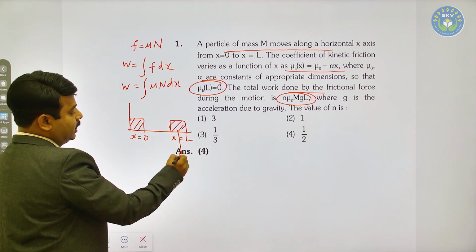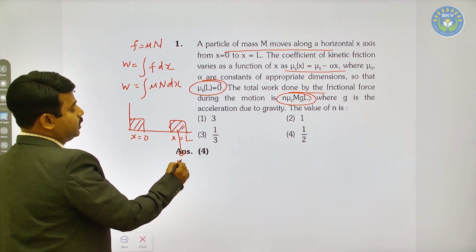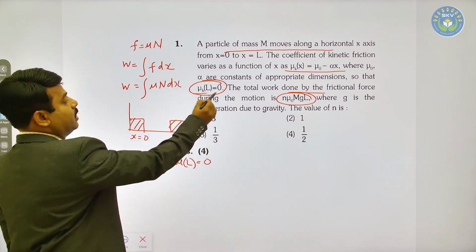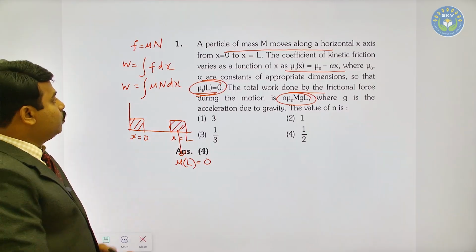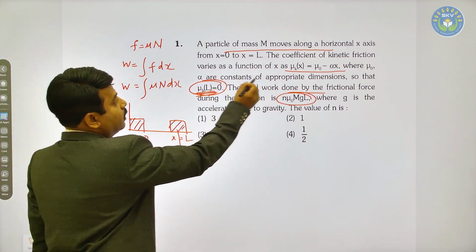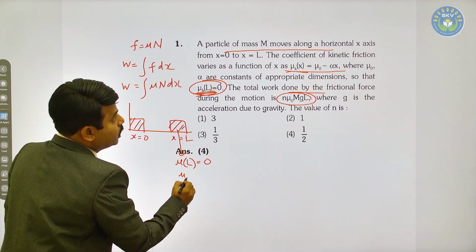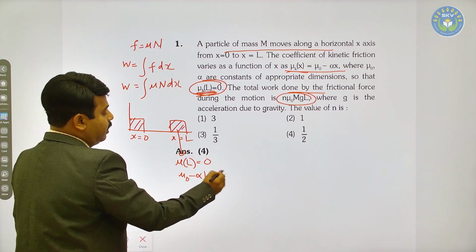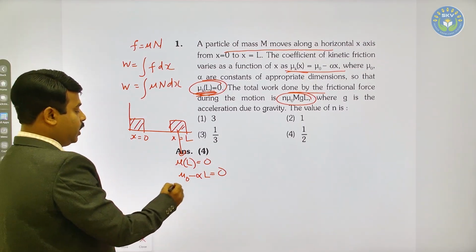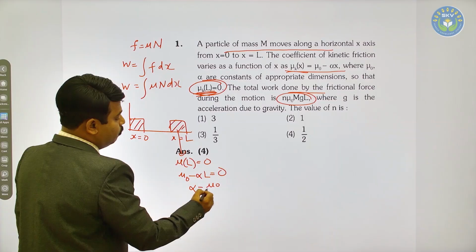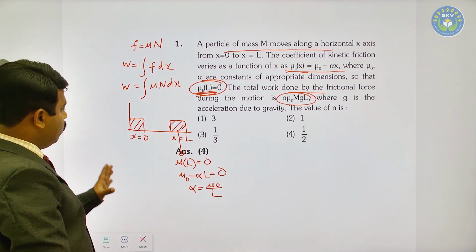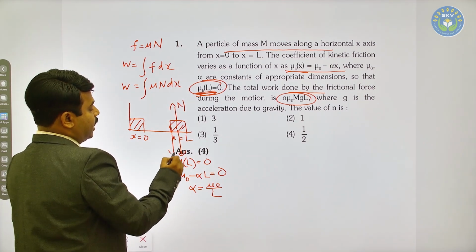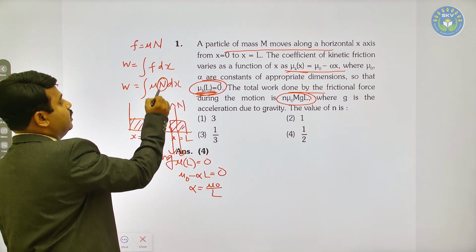That means when it reaches the position L, mu of L is equal to 0, given as a condition here, right? Now substituting that, the mu value given is mu 0 minus alpha x. At x equal to L, then you can solve for alpha. Then alpha is equal to mu 0 by L. Now for this block, what is the normal reaction? The normal reaction acts upward and the weight acts downward, so the normal reaction is mg.